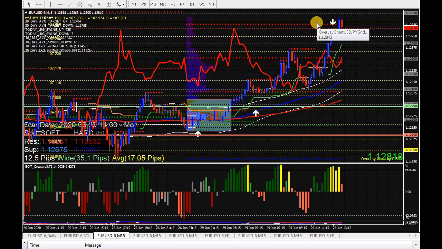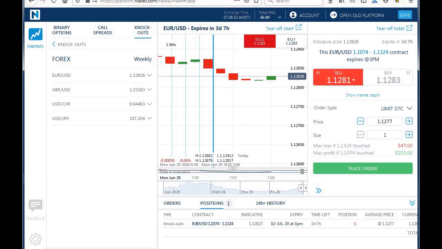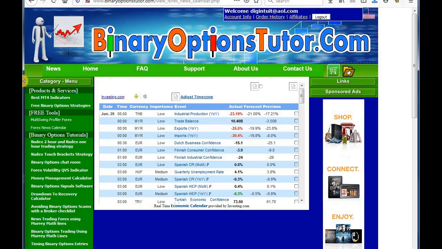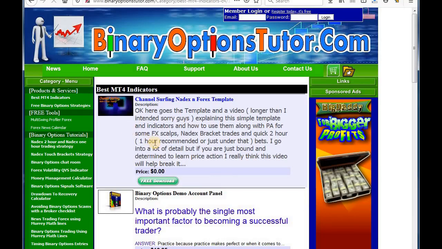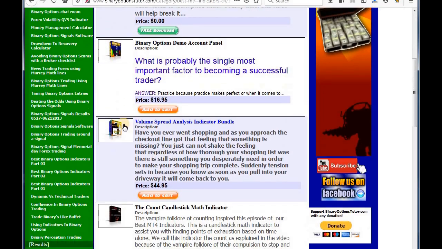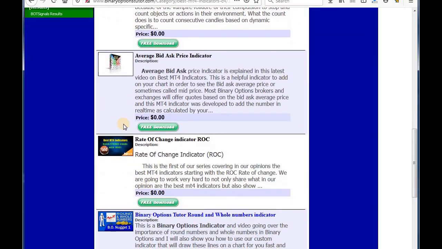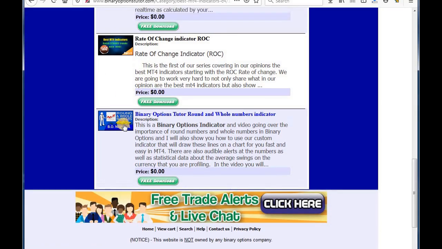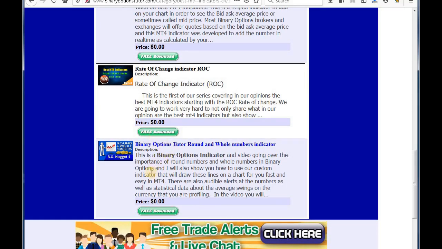Why? Because there's R3. That's resistance level 3 on the pivot points. You can find the pivot, the round and whole number indicator right here. This is the oldest indicator on our site. Oldest one on our site, absolutely free.